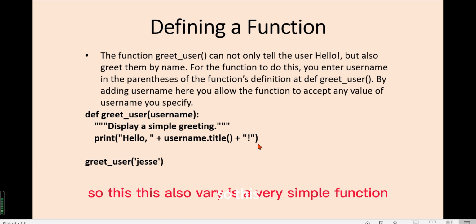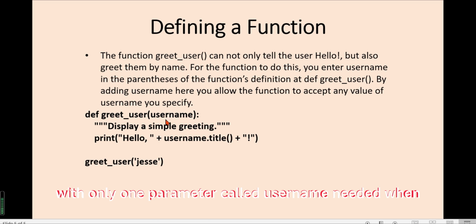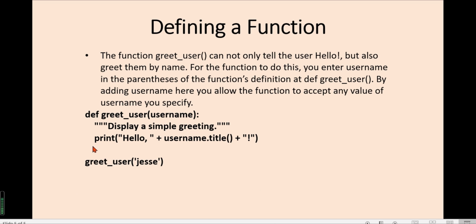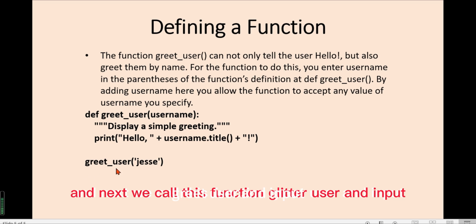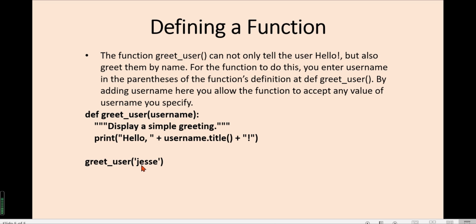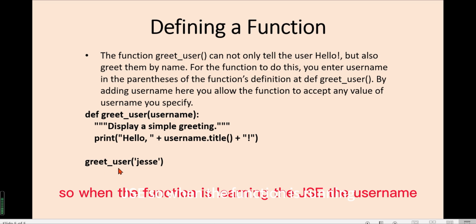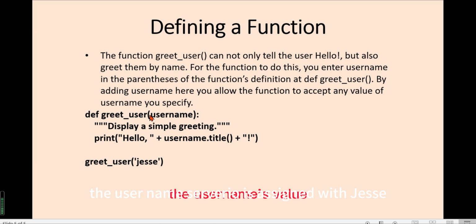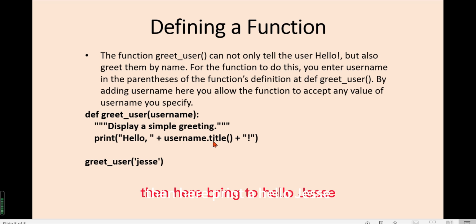So this is also a very simple function, with only one parameter called username needed when the function is being called. Next, we call this function greetUser and input a value for the username. This value is Jesse. So when the function is running, the username's value is assigned Jesse. Then it prints hello Jesse, with Jesse in title form. So, hello Jesse.